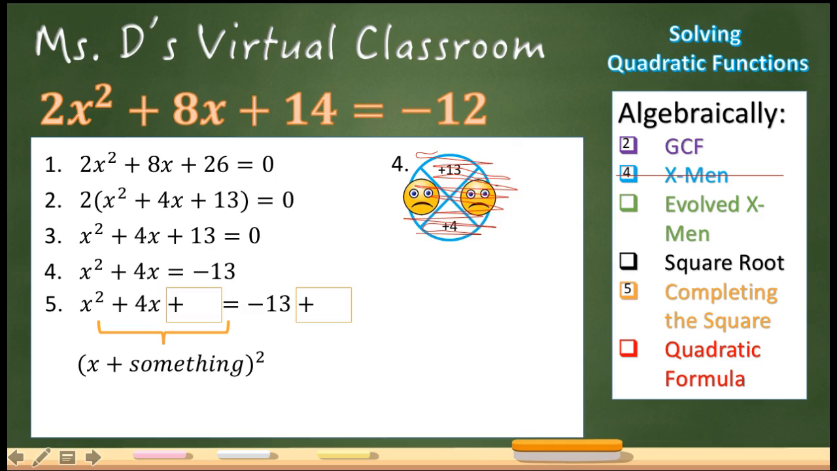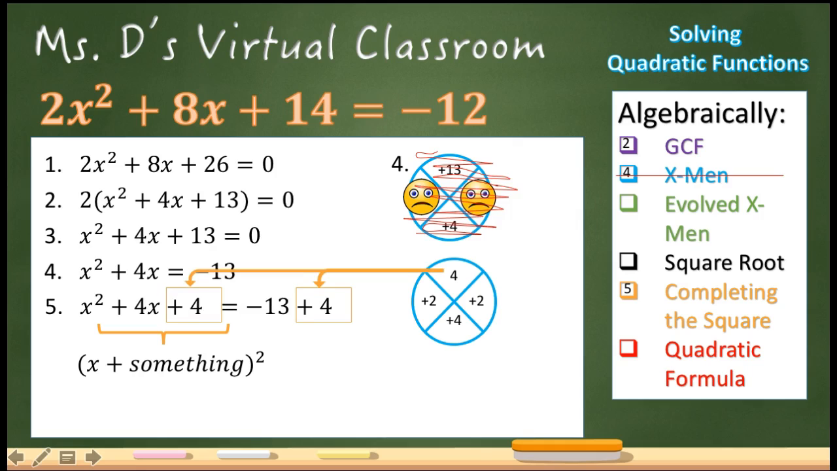Since 4 is our b coefficient, we can put that at the bottom of our X-men symbol. To make a perfect square trinomial, we have to find a number added to itself to equal b, which is 4. 2 plus 2 equals 4. Therefore, our constant term is equal to 4, since 2 times 2 is equal to 4. We put that back into our equation, and we get x squared plus 4x plus 4 is equal to negative 13 plus 4, which is x squared plus 4x plus 4 is equal to negative 9.